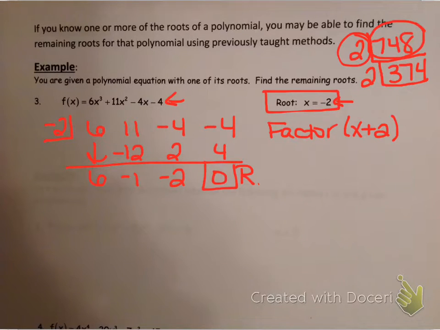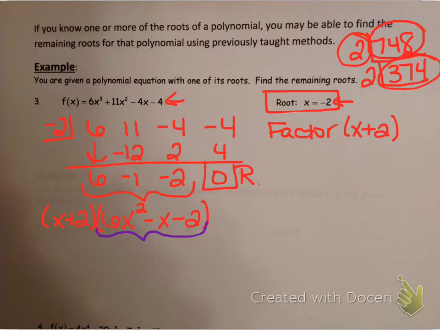It's just like this 2 sitting out here now. It's pulled out. We've reduced our equation down. So x plus 2 has been pulled out of our cubic, and what we are left with down here at the bottom is 6x squared minus x minus 2. So the rest of my solving is going to be done with that quadratic. I'm not going to go back up to the cubic ever.